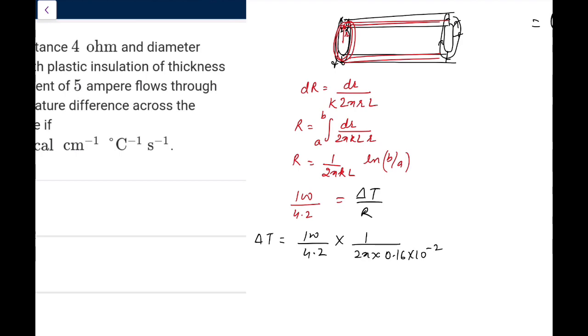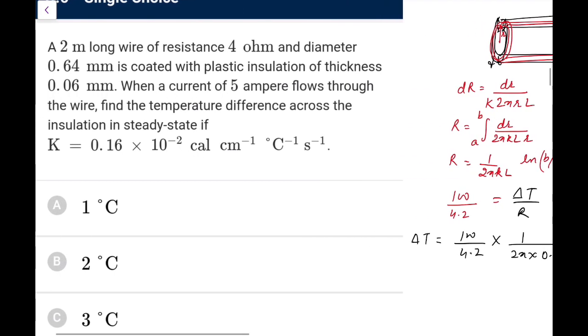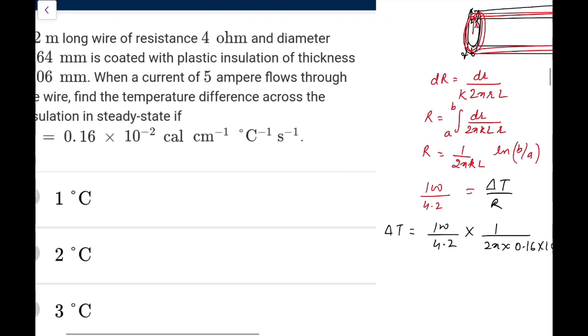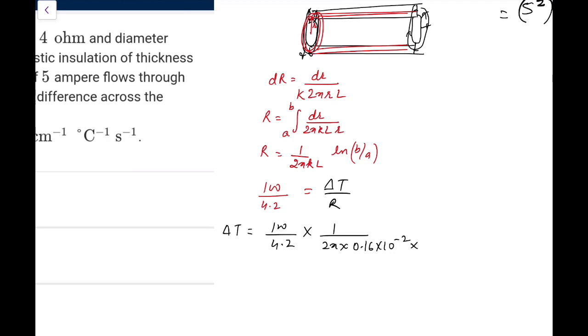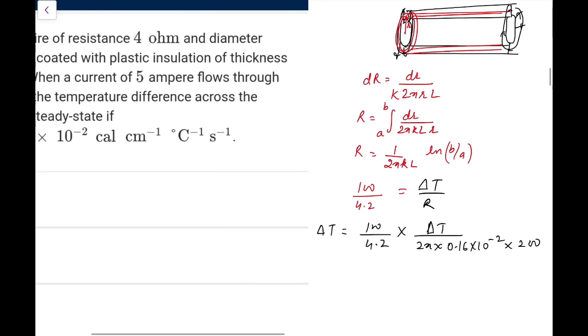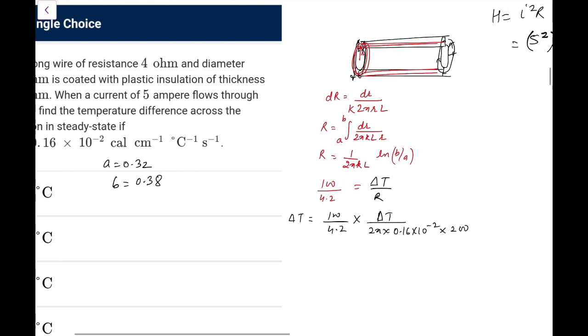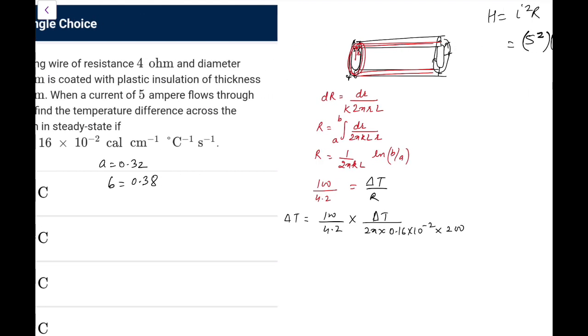It was per centimeter, so I'll take that length to be in centimeters. The length is 2 meter, so 200 centimeter I can write, and this would be delta T, multiplied by R, ln of B by A, and the thickness is 0.06. So for ln of B by A, A would be 0.32 and B, the insulation of thickness, would be 0.38, because the thickness is added to 0.32.